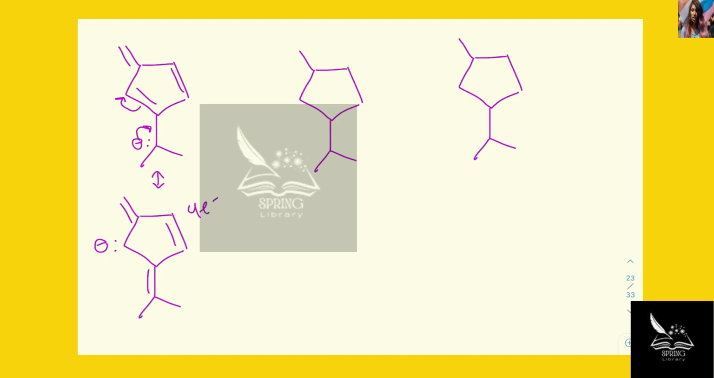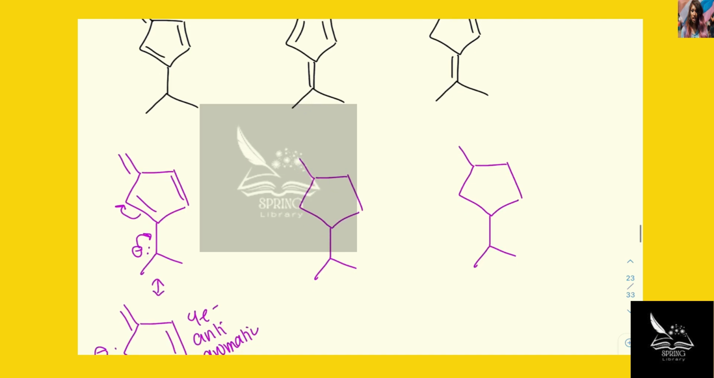So this ring has 4 electrons in it, which means that it is anti-aromatic. It's anti-aromatic because it follows all the aromaticity rules except for the number of electrons. It has a 4n number of electrons instead of 4n plus 2, which makes it anti-aromatic, which is not stable.